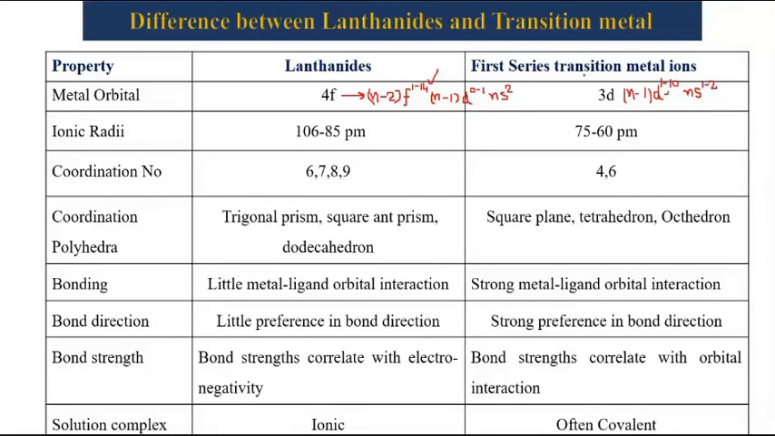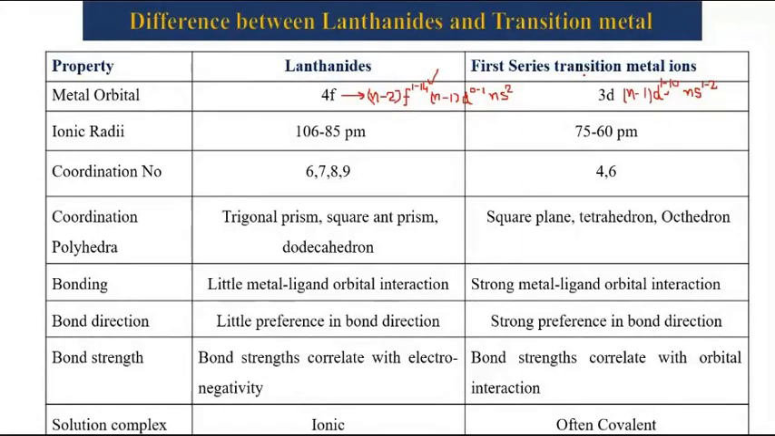Here I am showing the difference between lanthanide and first series of transition metal. That's why I'm writing 4f and 3d, otherwise it will be f and d. Okay, so hope the first point will be clear. The metal orbitals which are involved in lanthanides for incoming electrons are 4f. However, in case of transition metal, it is 3d. The ionic radii for lanthanide range from 106 to 85 pm, but in case of transition series, it is ranging from 75 to 60.